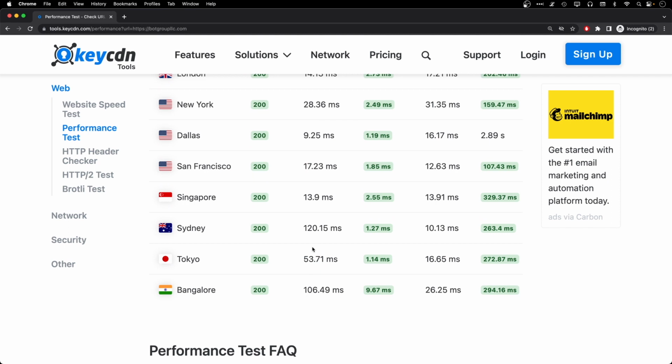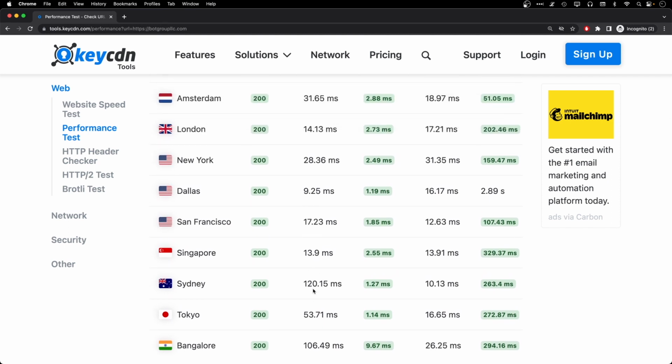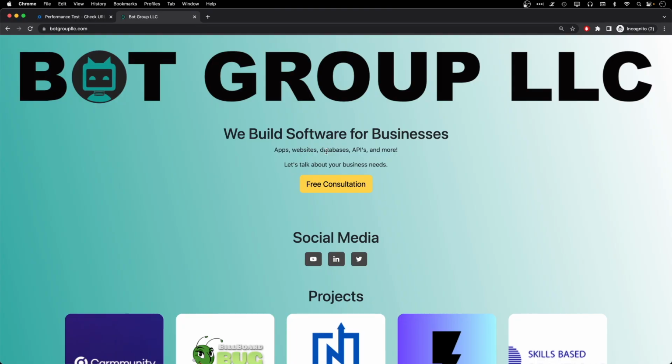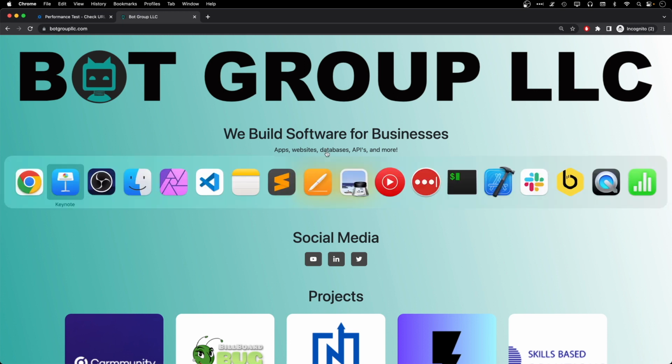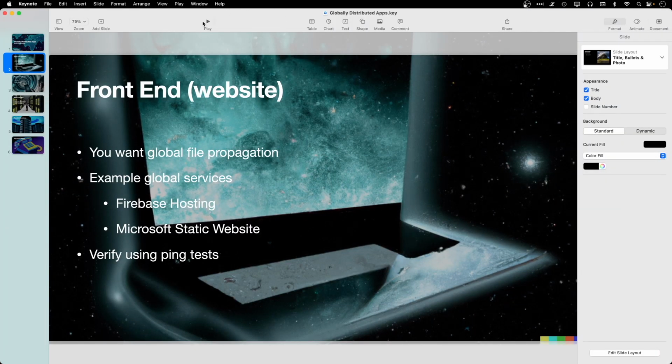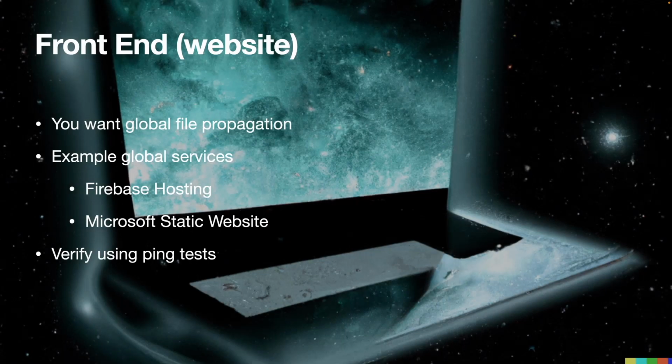So as long as you see fairly low numbers across the board, then you can rest assured that your website is being hosted in a globally distributed system, meaning that the files are hosted in regions all across the world, and that your underlying hosting system is globally replicating your files, which is what you want for your website. Okay, now let's go on here to the presentation and start looking at mobile apps.